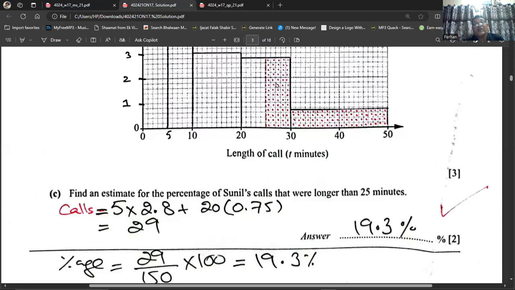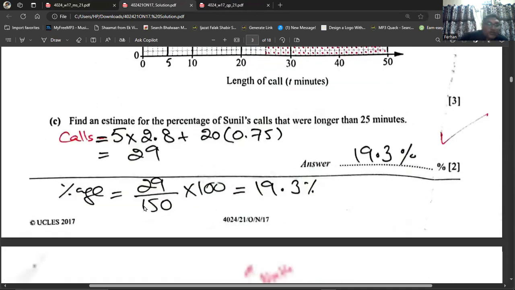So I will find the area of this, and I will find the area of this, and that will be the total calls whose length is more than 25 minutes. This rectangle, its width is 5, its height is 2.8. So it will be 5 multiplied by 2.8 plus this thing is 20 multiplied by 0.75. So you will get 29 calls. There are 29 calls which are more than 25 minutes.